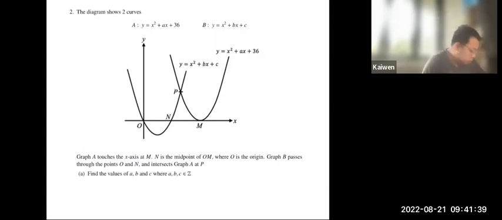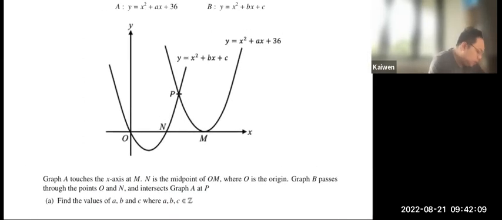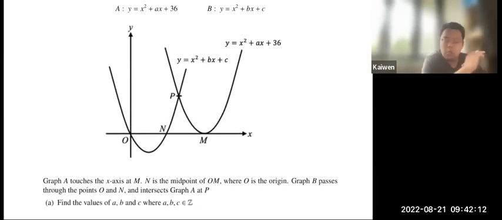This question shows 2 curves. You have curve A and curve B. Curve A cuts the x-axis at the point M, and curve B cuts the x-axis at the origin and the point N. Both of these graphs intersect at the point P. Your objective is to find the values of A, B, and C, given that A, B, and C are integers. The problem with this question is that a lot of people didn't know how to start, when in actual fact, there is a very important piece of information in the question that is not so obvious. So I'm just going to guide you through the question as the solutions have already been released.